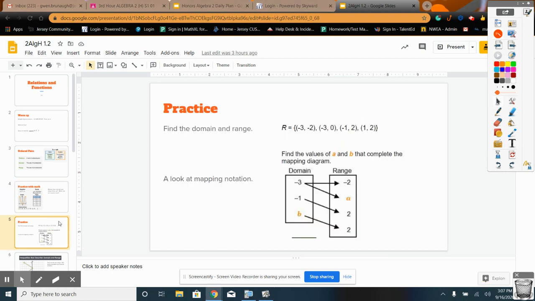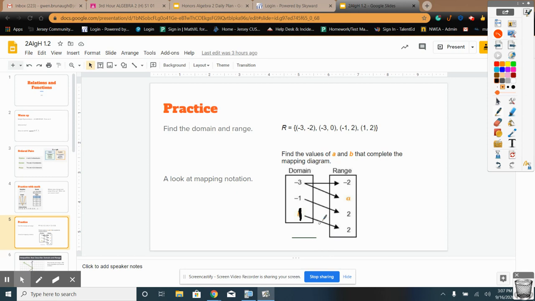So here are some more domain and range examples. This is called mapping notation, and this is our ordered pairs. Basically, this is saying the same thing. This mapping is a way to write your ordered pairs. They just put all the x values here, -3. -3 is there again, -1. So what would B be? B would be 1 here.